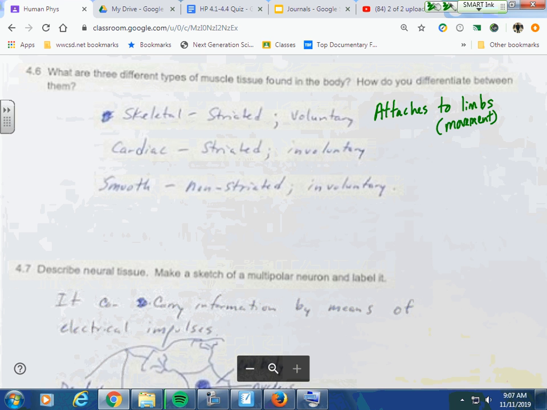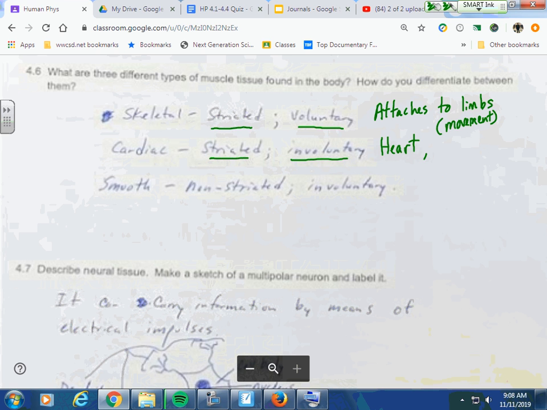You should be able to tell me whether the muscle is striped or not. You should be able to tell me if it is voluntary or involuntary. So skeletal muscle does have a striped appearance because of the way the fibers are organized, and it is voluntary. Okay, we can control it consciously. Cardiac muscle is also striped in appearance, but it is involuntary. We can't really just control our heartbeats. And that's where this is found, the heart.